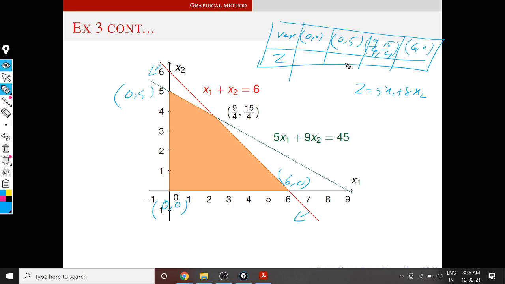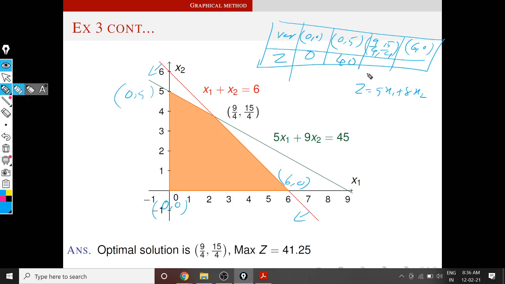Then evaluate the value of z on these vertices. At 0, 0 its value is 0, at 0, 5 its value is 40, at this point the value is 41.25, and at 6, 0 it is 30. From this table it is clear that the maximum value is at this vertex. We know that theoretically the maximum occurs only on the boundary, not inside. So here the maximum of this function occurred at 9 by 4, 15 by 4, and its maximum value is 41.25.